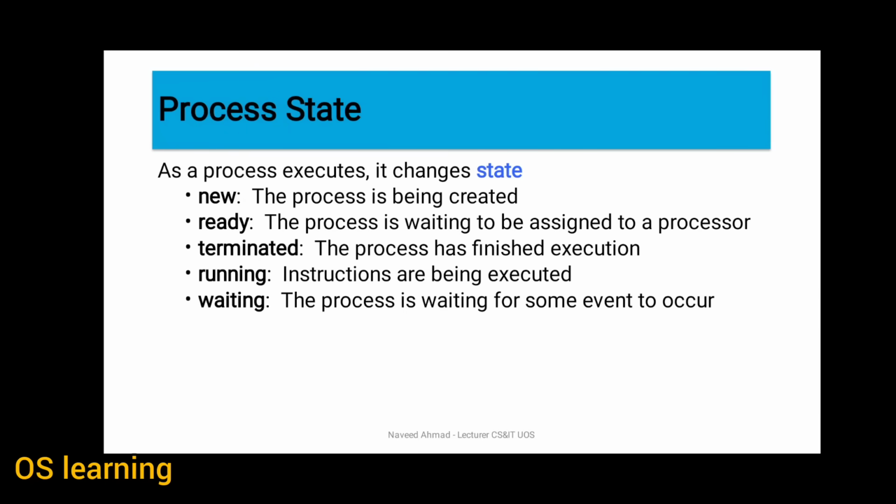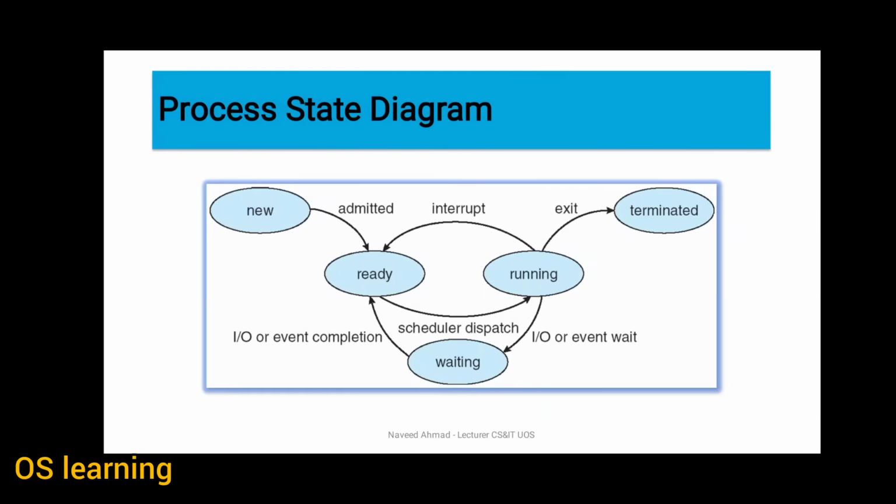So what are the process states? As a process executes, it changes states. It has new, ready, running, waiting, and terminated. In new, the process is being created. In ready, the process is waiting to be assigned to the processor. In terminated, the process has finished execution. In running, the instructions are being executed, and in waiting, the process is waiting for some event to occur.